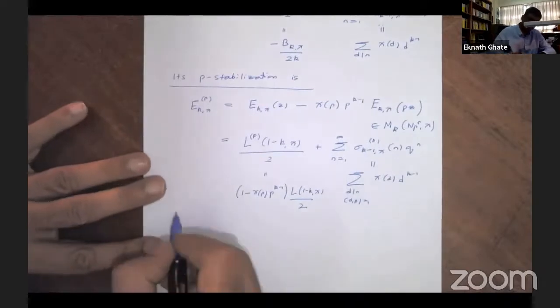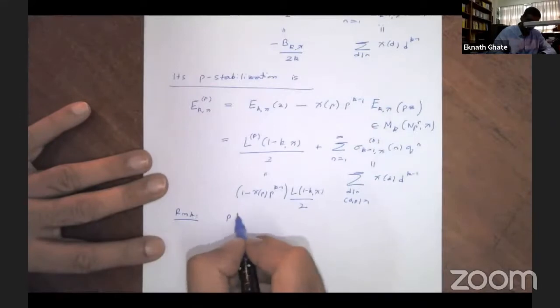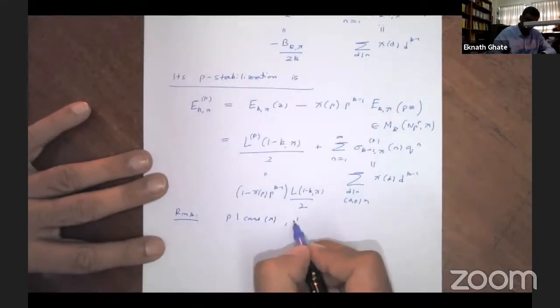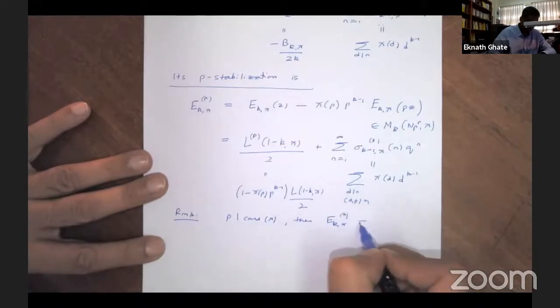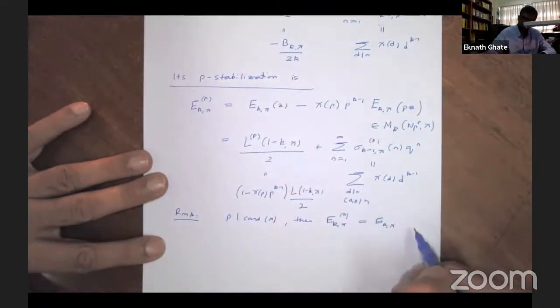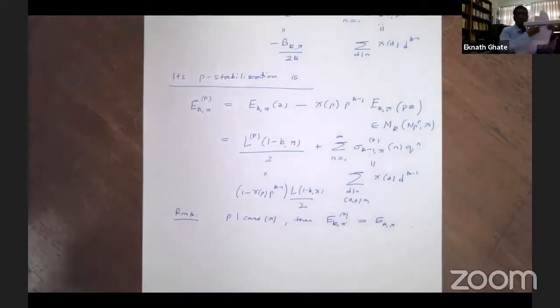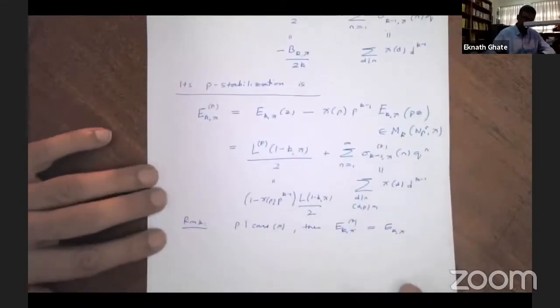Okay, so I made this remark yesterday. Let me say it again today. Remark: if p divides the conductor of chi, then this E_k chi p is equal to E_k chi, right? Because this term is not there. Okay, very good. So this was from my yesterday's notes. So now I can finally start the definition of a lambda-adic form. Maybe I will go to another page.